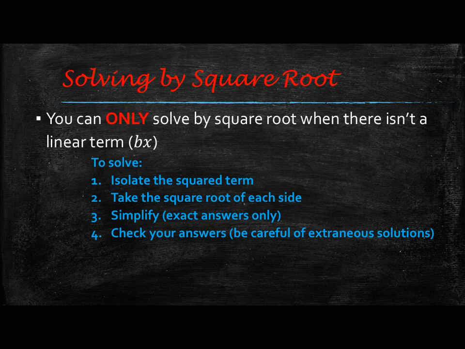You can use this method only when a quadratic does not have a linear term. So when that linear term is missing, then you can solve by square roots. What you're going to do is isolate the squared term, take the square root of each side, and then simplify.